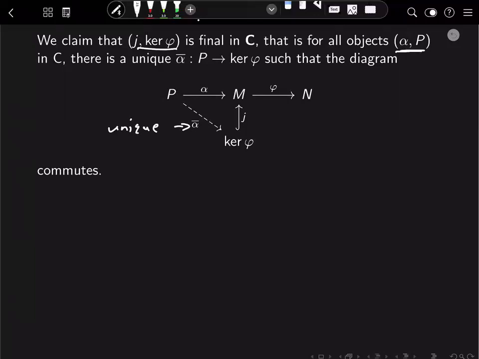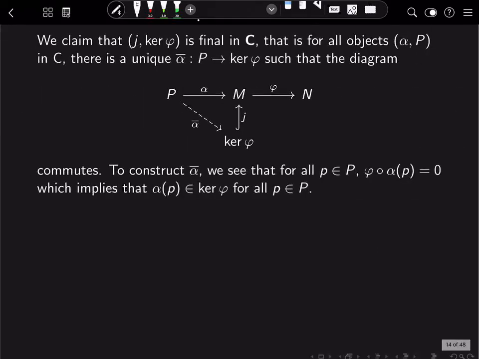And we will show that this uniqueness kind of comes from the definition, right? Because the diagram will force us to define alpha bar in a certain way that forces alpha bar to be unique. There's no other way to define it. So if we want this diagram to commute, which we do, we need, for all p in P, that.